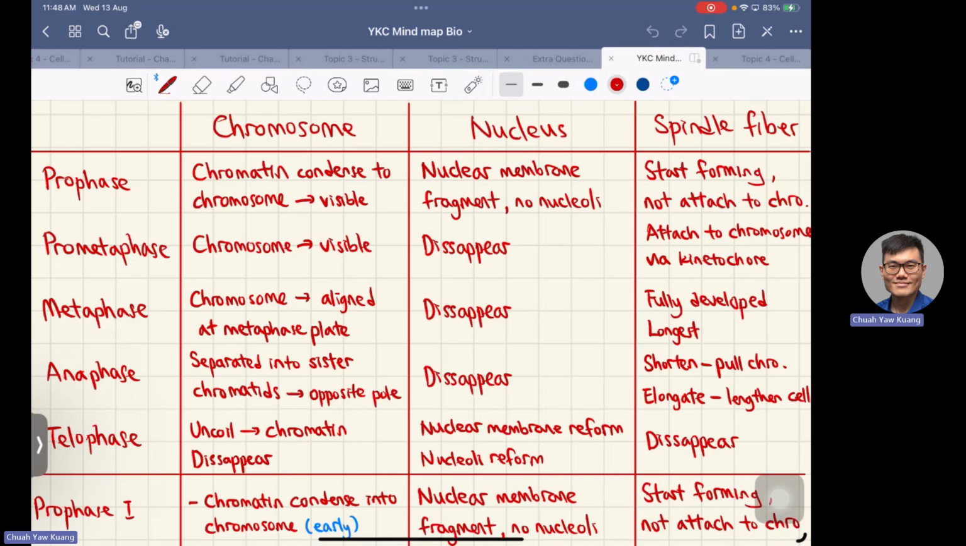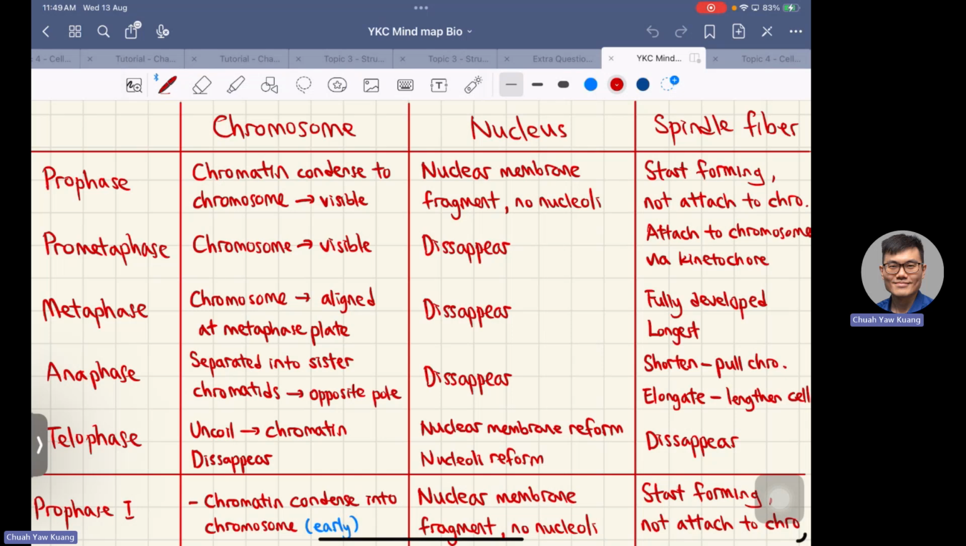Okay, then the nucleus disappeared, and the spindle fiber is developed here because they are the ones that actually push the chromosomes and align them to the center, the metaphase plate. So this is basically when the spindle fiber is the longest.